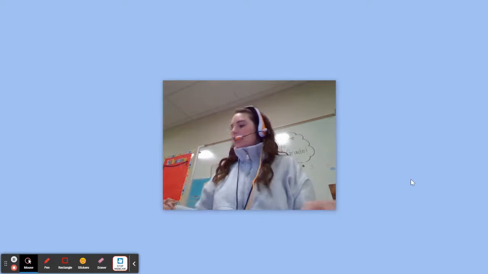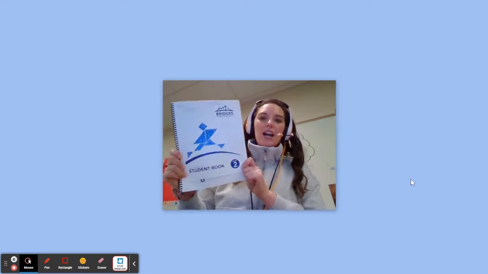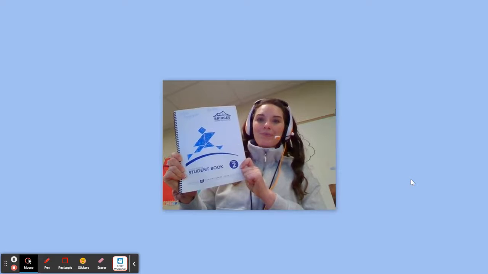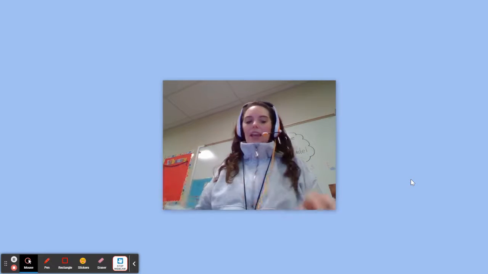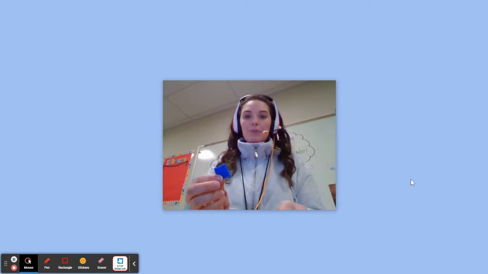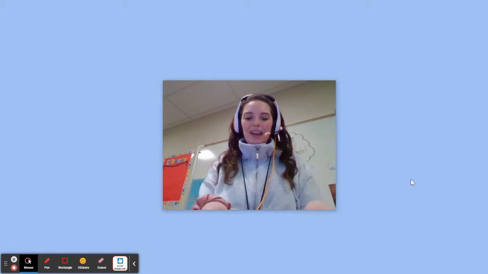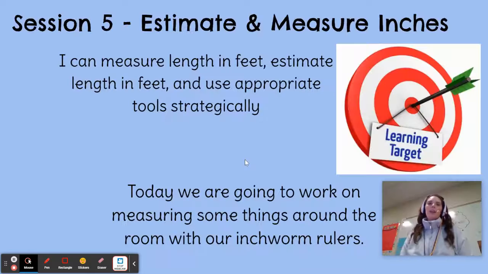For today's lesson, you will need your Bridges student notebook. You will need your inchworm ruler that you made. And you will also need some of your colored tiles. Okay? So those are the materials you will be needing for this lesson.